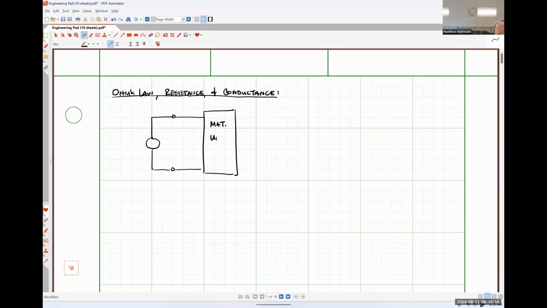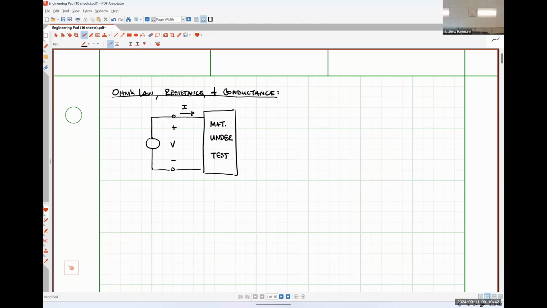So material under test, okay? And what he did is he measured the voltage drop across the terminals of the material under test, which I'm just going to label as a generic voltage V. And he measured the amount of current flowing through the material under test, which I'm just going to label I.